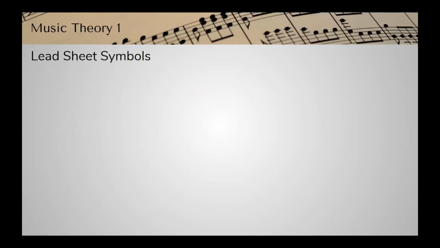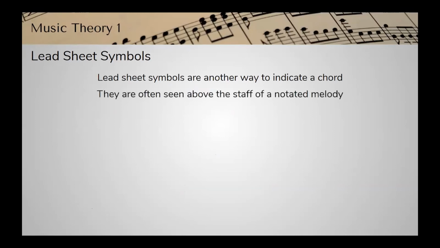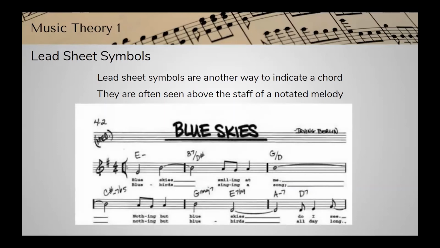All right, so a couple more things. We're going to talk about lead sheet symbols, and we've talked about this a little bit before with the chord symbols. But a lead sheet symbol is another way to indicate a chord, and they're often seen above the staff of a notated melody. So here's an example of a lead sheet. You can see that there is a melody line with a treble clef there, right?